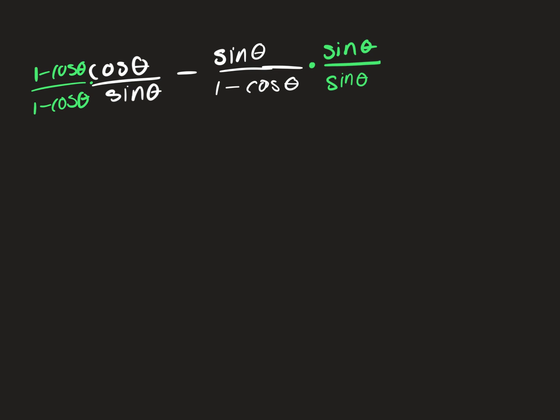So now we're kind of distributing that through, right? This cosine has to go here and here. So I get cosine minus cosine squared. Wait, what? You kind of lost me.